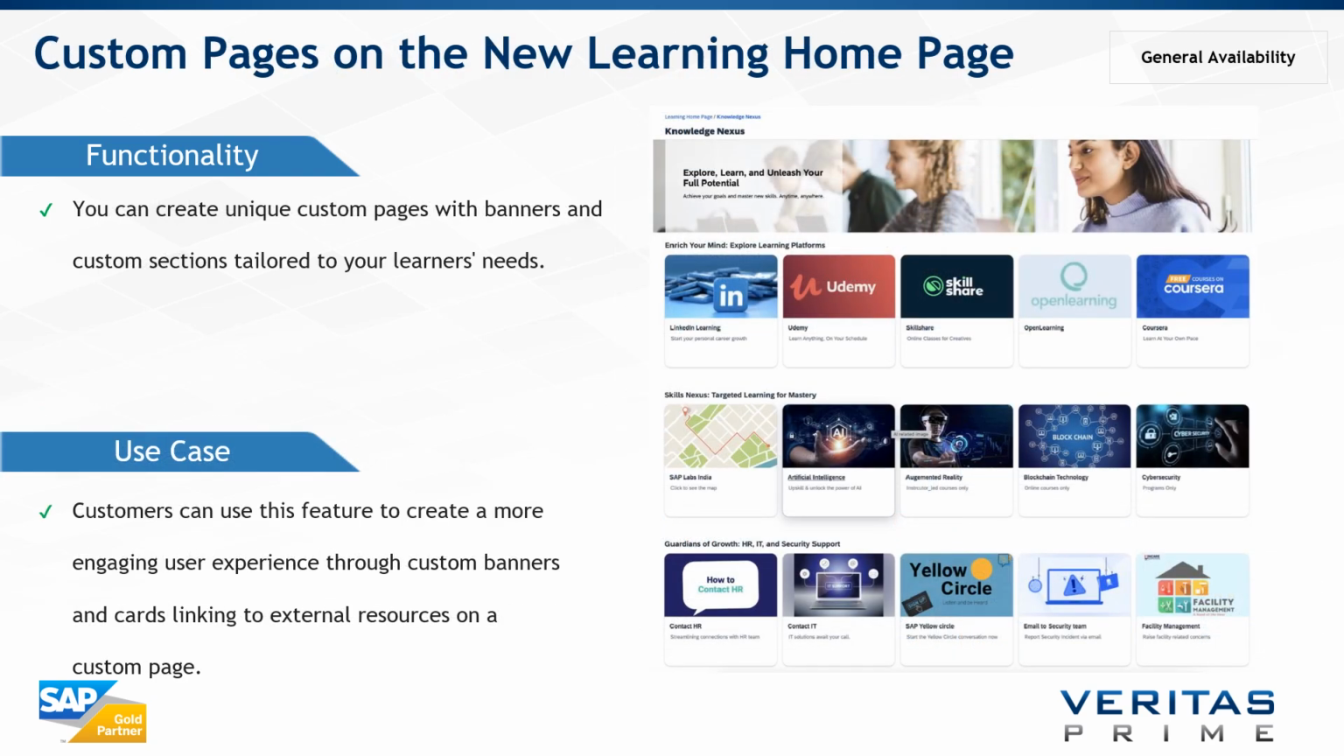Our next highlight is the custom pages on the new Learning homepage, which was also inspired by customer influence. You can create custom pages with banners and custom sections tailored to your learners' needs. Customers can use this feature for additional capabilities to create a more engaging user experience through the custom banners and cards linking to external resources from their custom pages. Depending on the active period, the status of the cards and banners, and the organizations or groups which the learners belong to, they can view the top 5 banners and top 8 cards in each section.